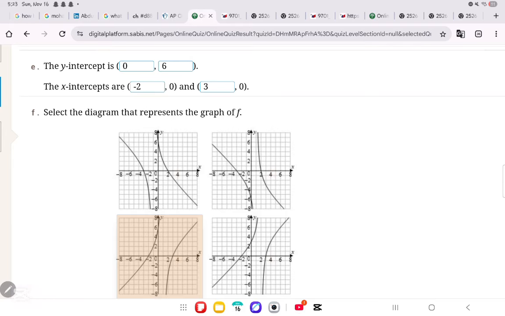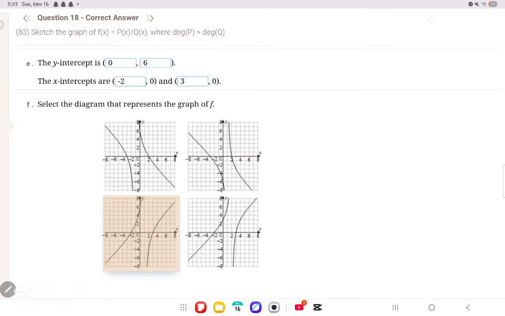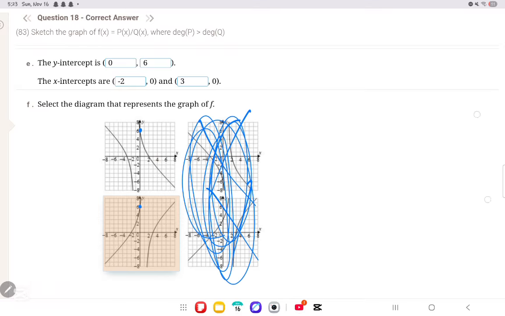So now I need to find the y-intercept, 0, 6, not 0, 6. So we eliminate these two, right? Now I'm left with these. What do I have now? I have two x-intercepts. One of them is minus 2. Another one of them is 3. So this is wrong and this is my correct answer.